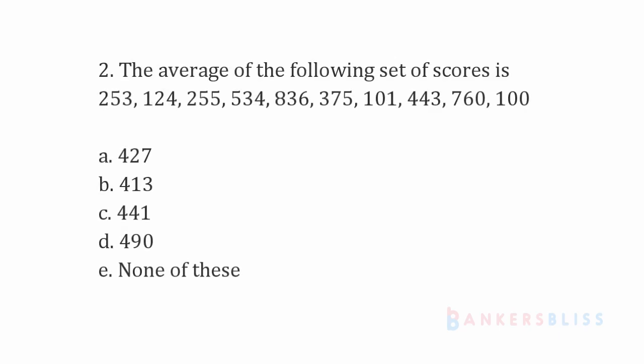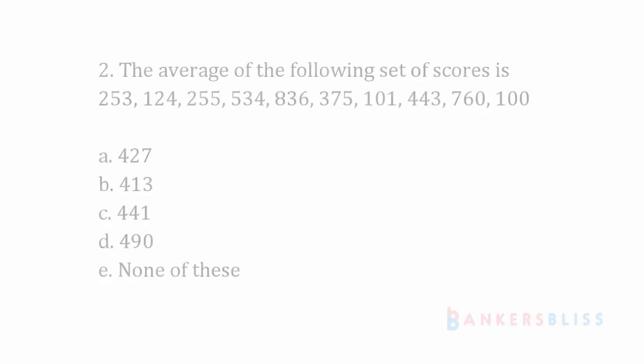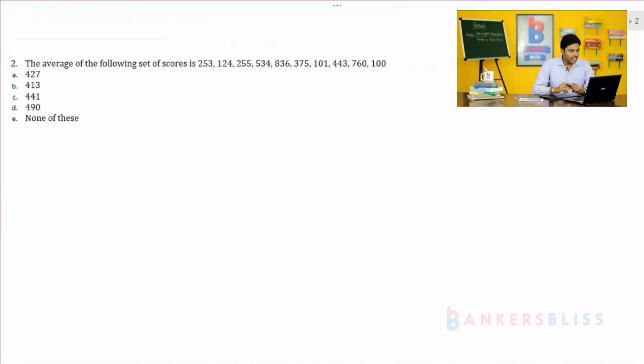Problem number 2. The average of the following set of scores is 253, 124, 255, 534, 836, 735, 101, 443, 760 and 100. So I have to calculate the average for these scores. So totally we have 10 observations. So we have to calculate the average.